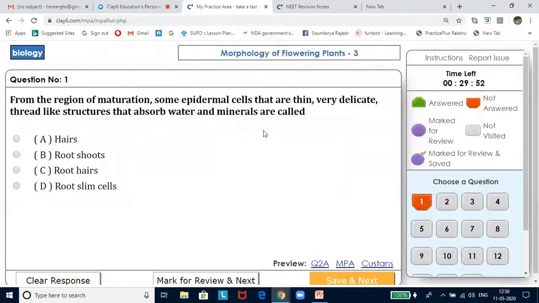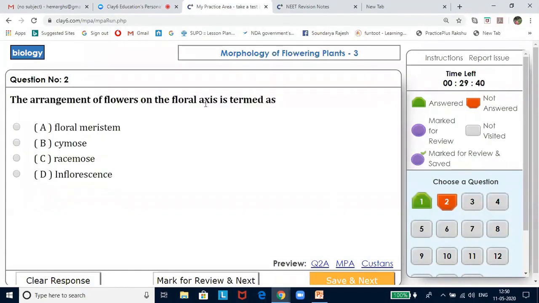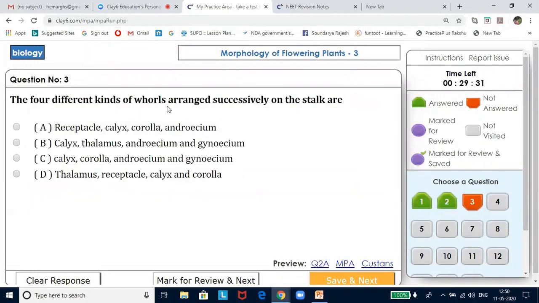From the region of maturation, some epidermal cells that are thin, very delicate, thread-like structures that absorb water and minerals are called root hairs. The arrangement of flowers on the floral axis is termed inflorescence. Racemose and cymose are the types of inflorescence. The four different kinds of whorls arranged successively on the stalk are calyx, corolla, androecium, and gynoecium.